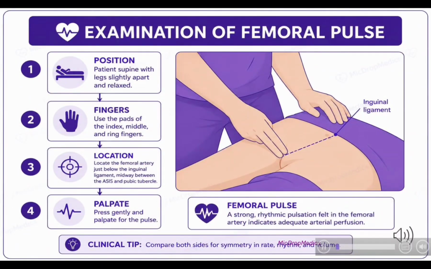Now moving on to the lower limbs, assessing these pulses is vital for detecting peripheral artery disease, especially in diabetic patients. So firstly, the femoral pulse. Position the patient supine with the lower limbs relaxed. Use the pads of the index, middle and the ring fingers. Palpate just below the inguinal ligament, midway between the ASIS and the pubic tubercle. Assess the pulse for rate, rhythm, volume and compare both sides for symmetry.